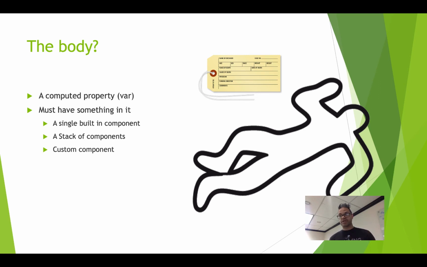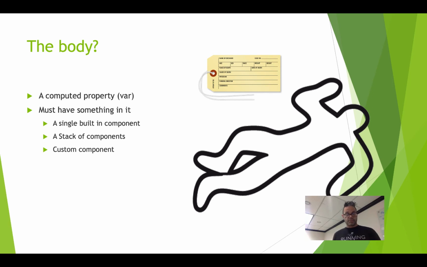You have to display something. If you have a computed property with nothing inside it, you're going to get a compile time error. That's not helpful. So you need to make sure you actually put a component inside the body. And that's why you start off with the Hello World. So it's like, boom, there's something there. But we can put anything in there that we want.